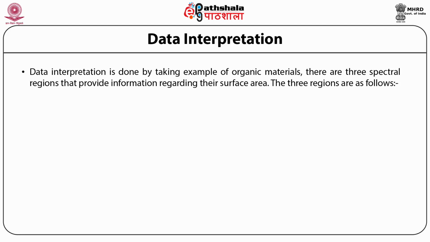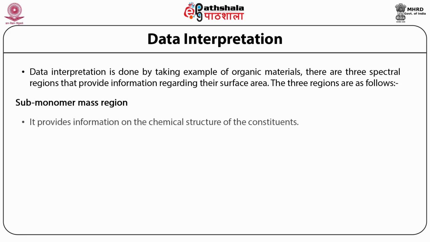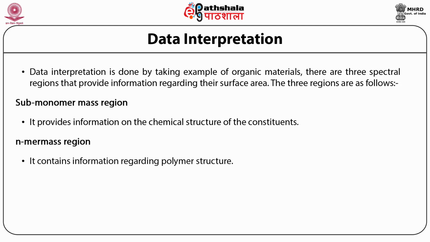There are three spectral regions that provide information regarding their surface area. The three regions are as follows. Sub-mono mass region. It provides information on the chemical structure of the constituents. The next region is the N-mer mass region. It contains information regarding polymer structure.